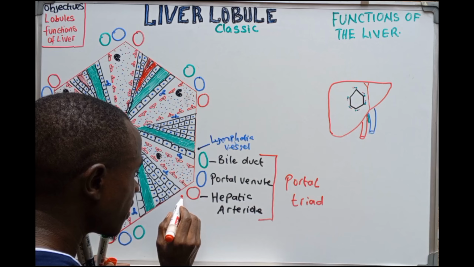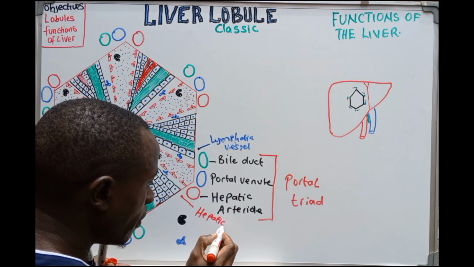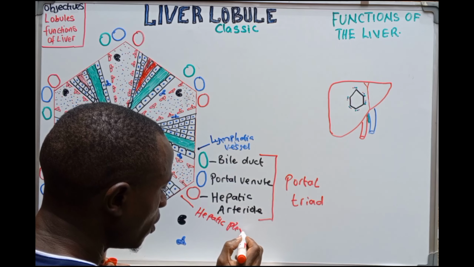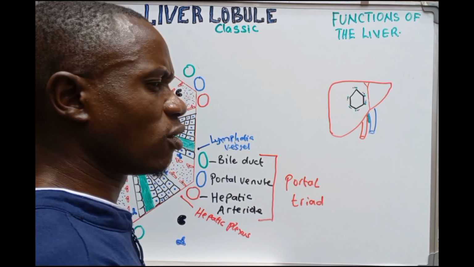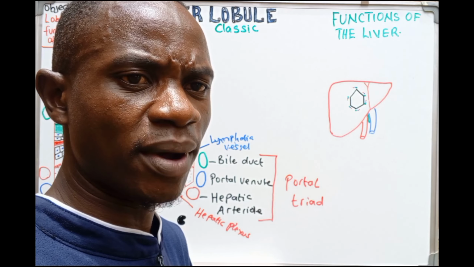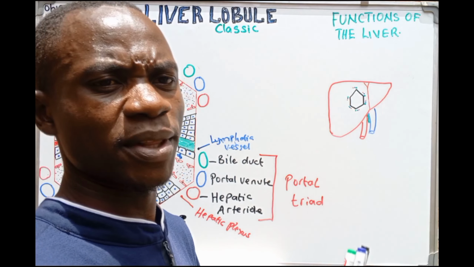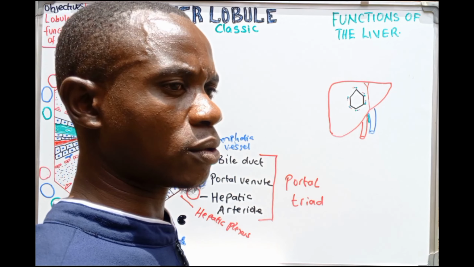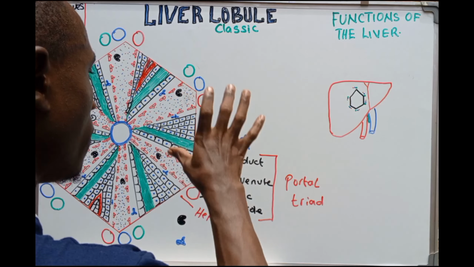And then we should not forget that you're also going to be having the hepatic plexus, which is more of the innervation to the liver. And of course, you're going to be having the sympathetic fibers coming from the celiac ganglion, and also parasympathetic fibers coming with the vagus nerve. Okay, so now they are such beautiful things.